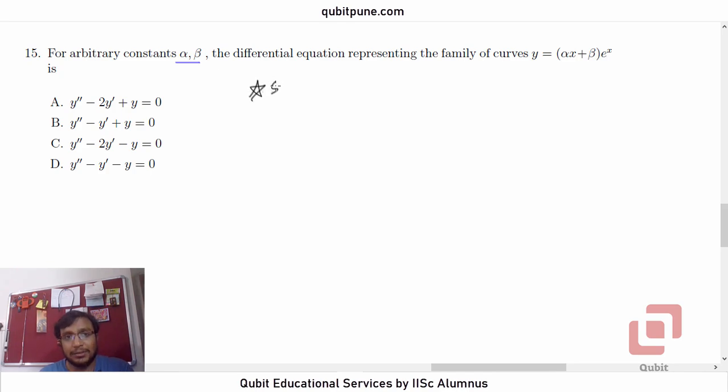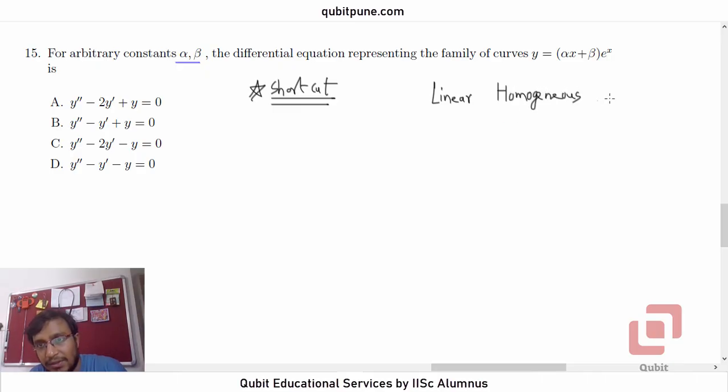Now I'll tell you a shortcut to solve this problem, and this shortcut works only for the differential equations which satisfy some criteria. In particular we call those differential equations linear homogeneous differential equations, or ordinary differential equations. In your higher classes you will also learn partial differential equations, but as of now let me just say linear homogeneous differential equations.